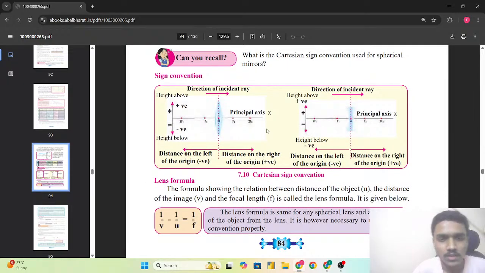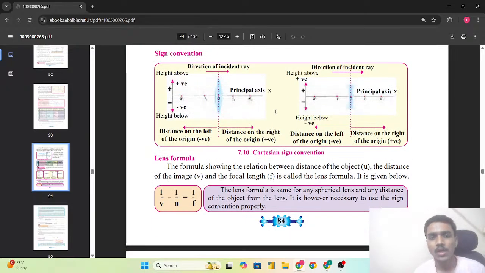So as we can see here, height above the principal axis we are taking as positive, below the principal axis it is negative. Then the direction of the incident ray will be towards the right, and direction towards the right of the origin will be taken as positive, and towards the left it will be taken as negative. Direction of the incident ray, refracted ray and all we are taking from the origin: distance right is positive, and distance left is negative.